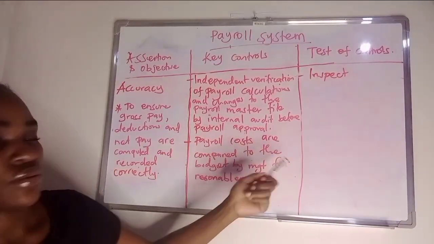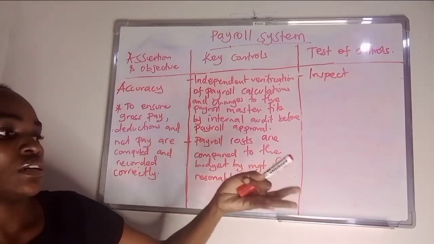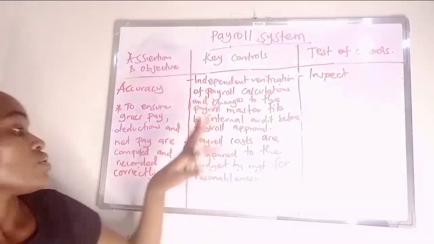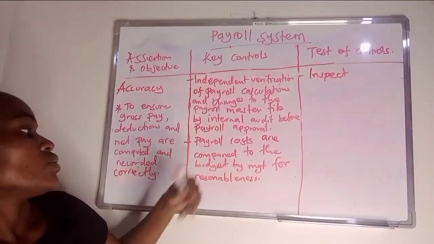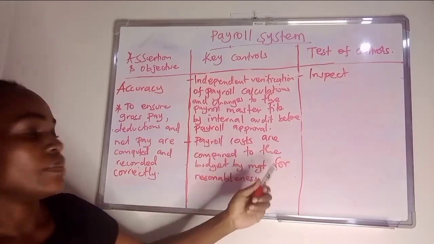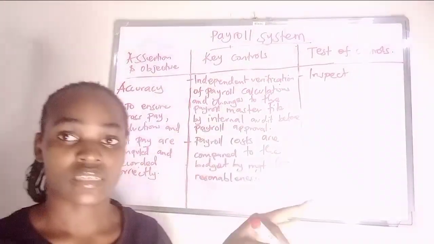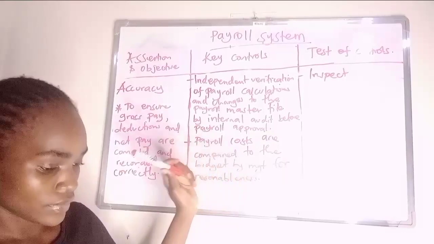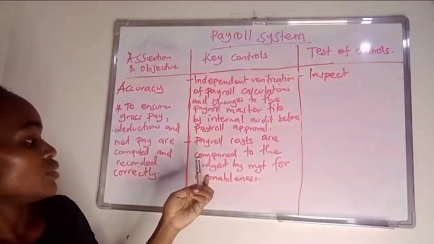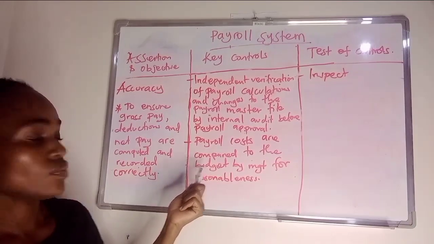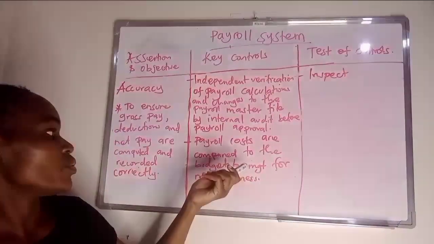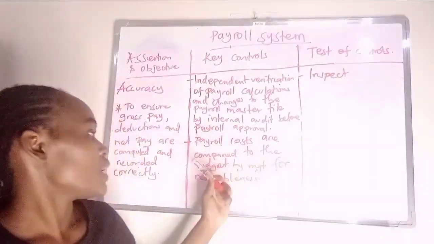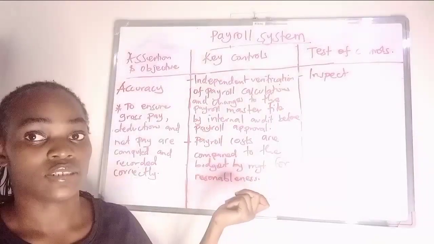Payroll costs are compared to the budget. Like you see what was actually spent on employees and then what was budgeted to be spent on employees. So you compare the two. Payroll costs are compared to the budget by management for reasonableness, to see if it makes sense or not. So what is the auditor supposed to do to test such a control? The auditor is just supposed to review and confirm if there was a comparison between payroll costs and the budget by management.